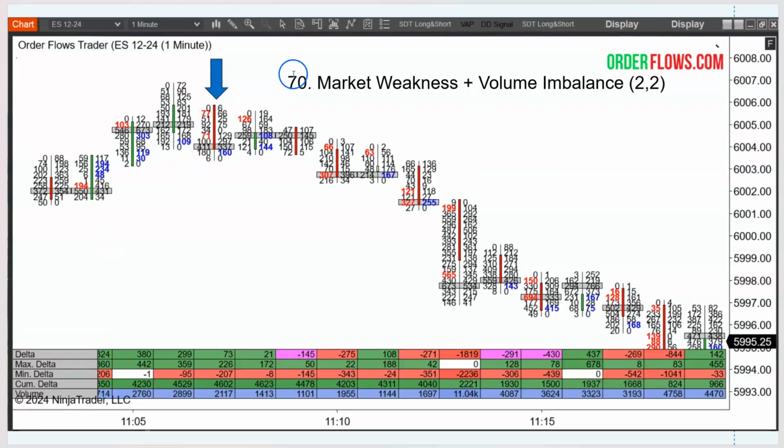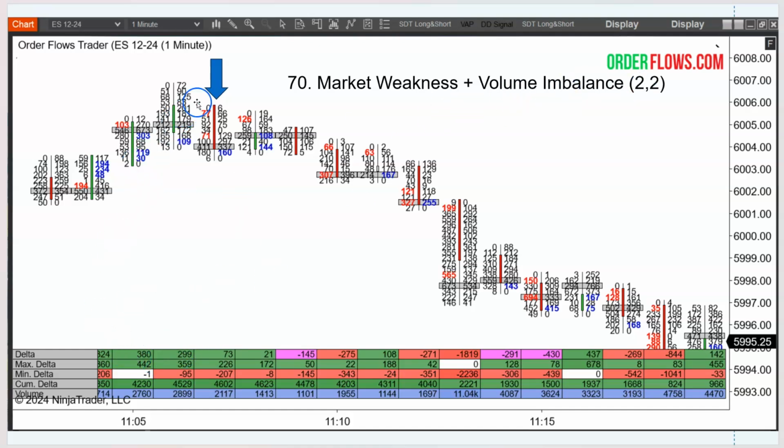Okay, so 2 and 2. The first one is for the market weakness. Now, it doesn't have to be 2. Generally, I use 3. And the other 2 is for the volume imbalances, so 2 imbalances in the bar, and market weakness is going to compare the delta over several bars. But even though I have 2 here, this is actually weakening going into 3.